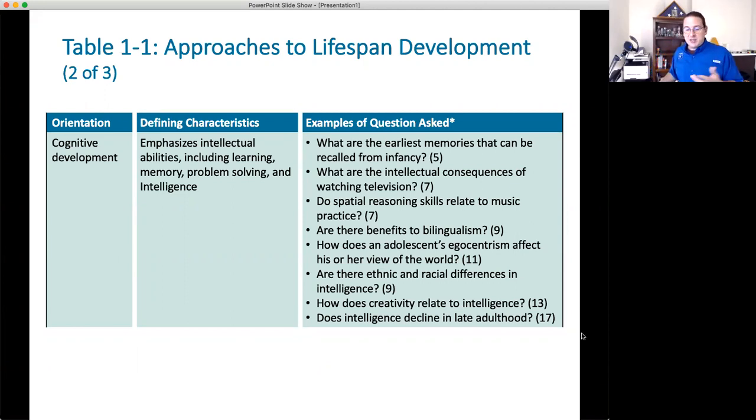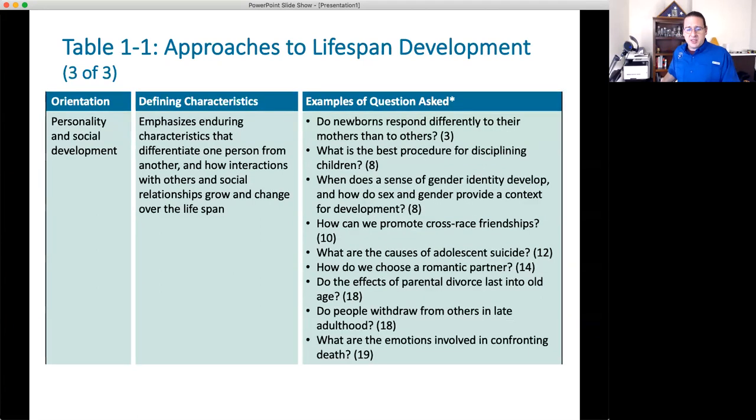What does intelligence look like in adulthood? How do we adapt and thrive in that environment? Okay, so that's cognitive development. That's one of the ways that I'll approach it. And again, I spend a lot of time in here. We'll talk about Piaget for a lesson and do some examples with that.